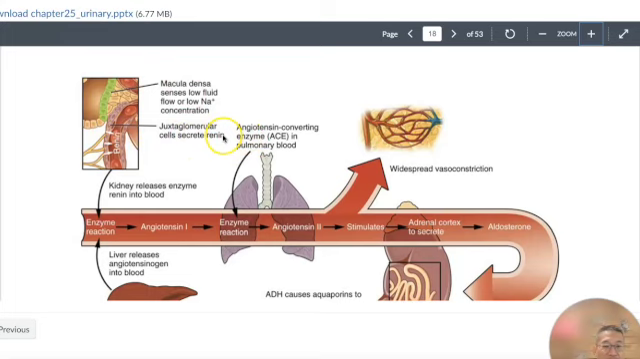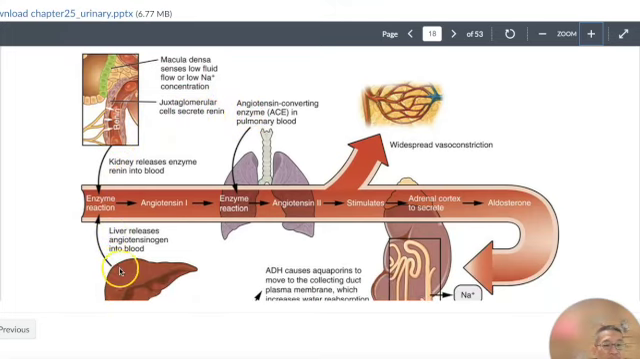After renin is secreted, it acts on the liver. Renin will cause the liver to release something called angiotensinogen. Angiotensinogen will then convert to angiotensin 1. Then it's going to go into the lungs and be converted into angiotensin 2.